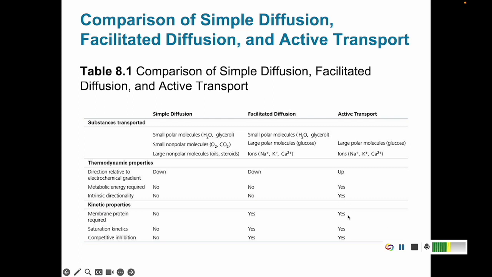It does require a membrane protein still, and because of that, there is saturation kinetics. That means that membrane protein can be filled, and once it's filled, it's going to slow down, right? You're just going to end up with a line of people waiting to use the elevator to get into that cell. And you can competitively inhibit it. You can put some inhibitor that just clogs up that transport protein so that transport shuts down, or it inhibits transport.